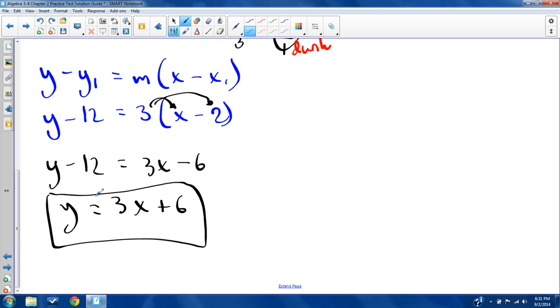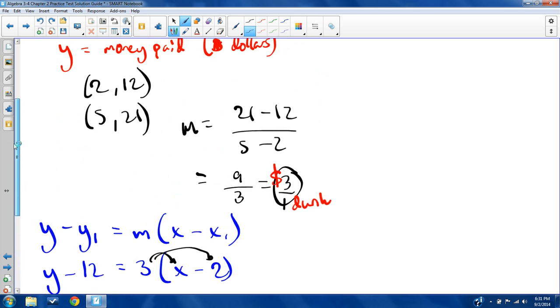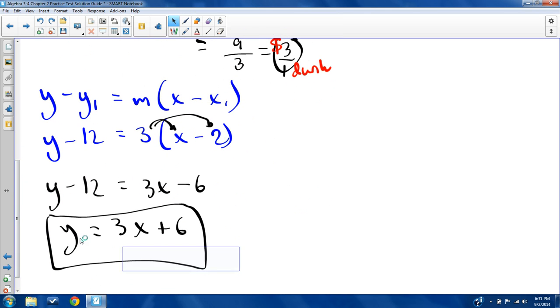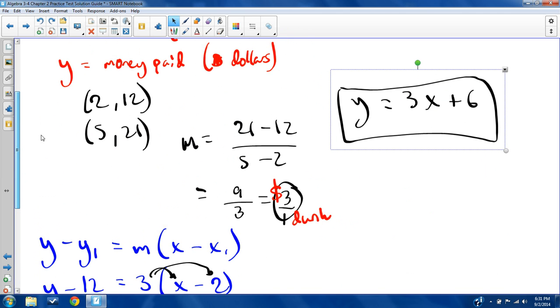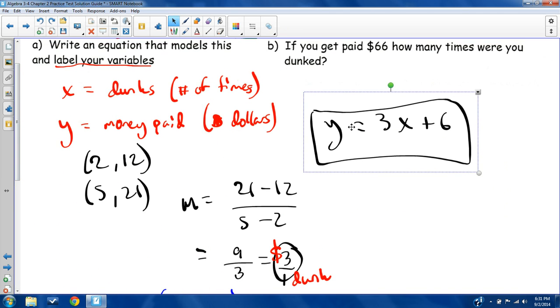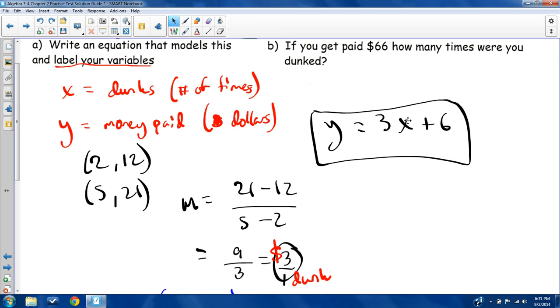Okay, here's my equation. Now I want you to take a look at this one again and remember what x and y represented. This will be important for the other equation anyway. X represented number of times you get dunked. Y represents money paid in total. So here's the thing. 3 is 3 over 1, $3 per dunk. If I get paid $3 per dunk, let's say I get dunked twice. Okay? You get paid $6 just for that. But, oh, by the way, you get paid another 6.